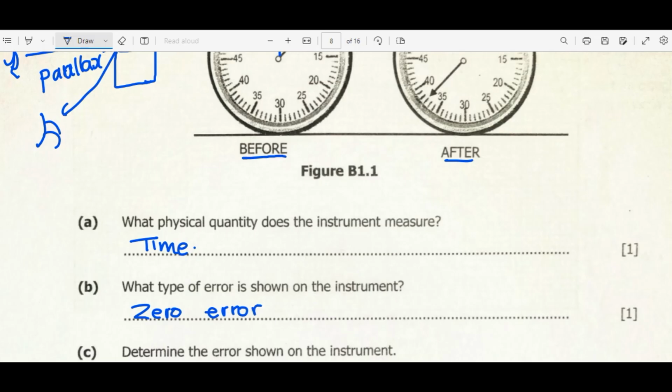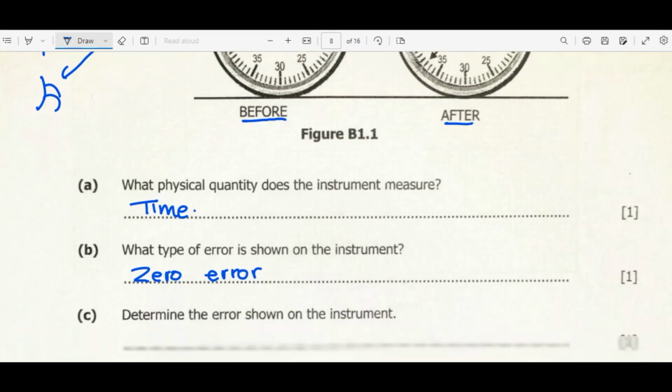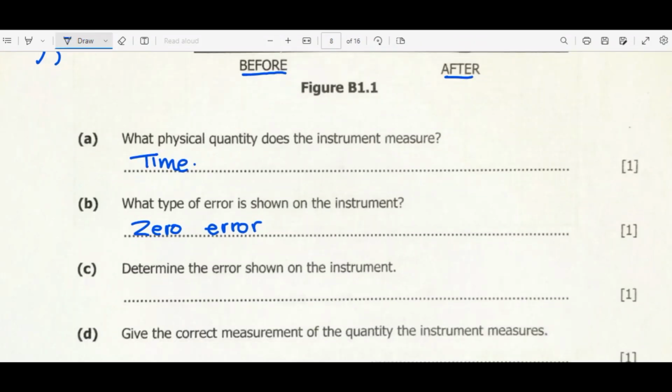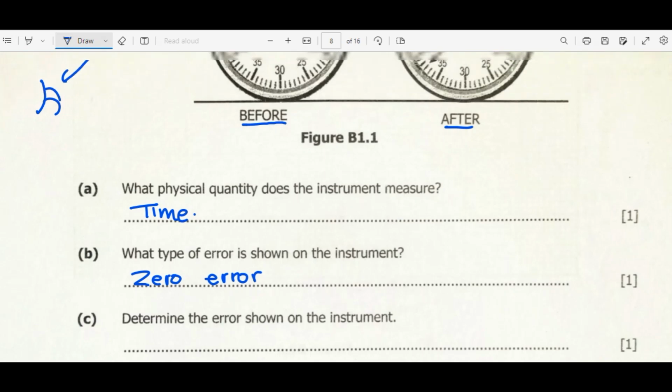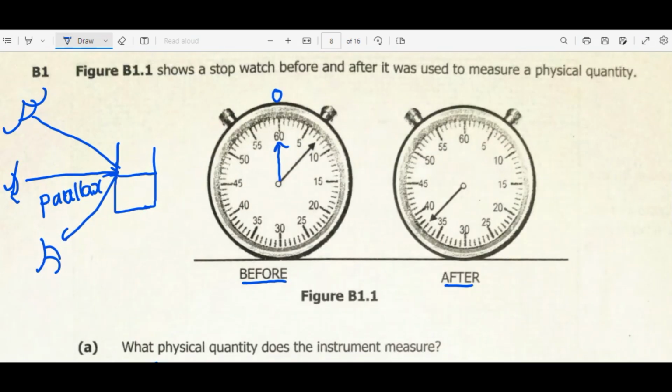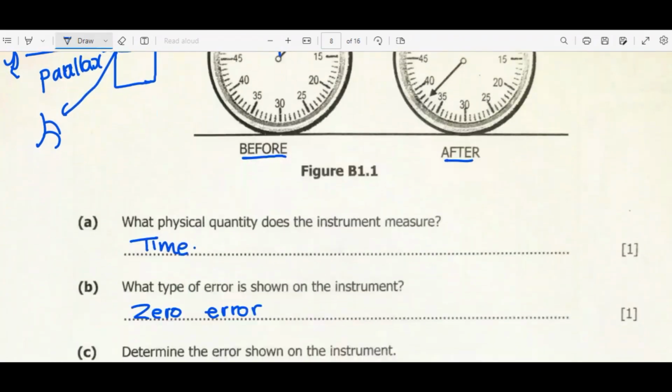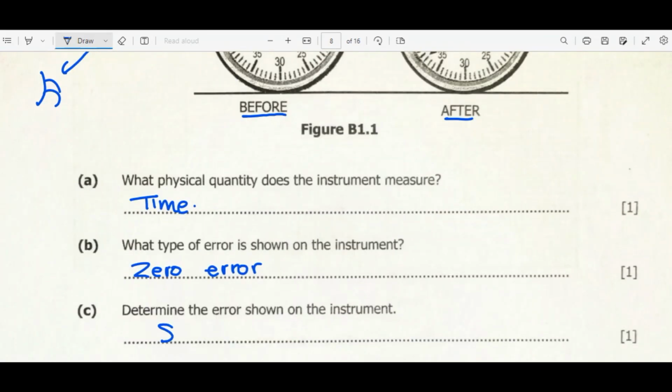Now 0 error can be positive or negative, depends. So if the value is greater than the true value, then we have a positive 0 error. If it is less than the true value, then we have a negative 0 error. Now question C, determine the error shown on the instrument. So let's look at where this line is pointing. So we have 5, 6, 7, 8. So it is pointing at 8. So we have a positive 0 error. So we'll say 8 seconds is our error.